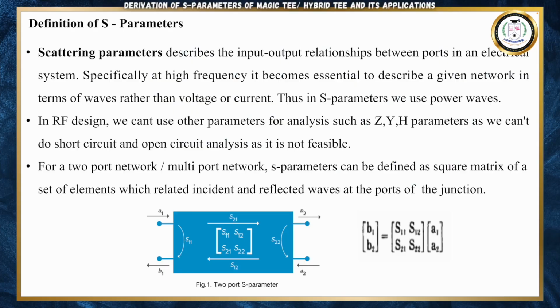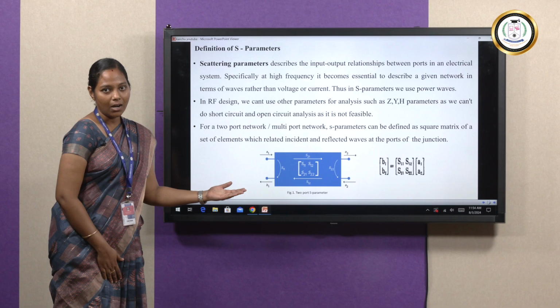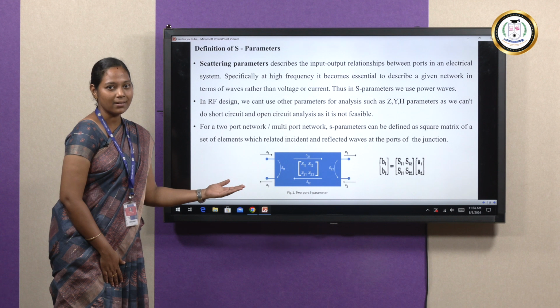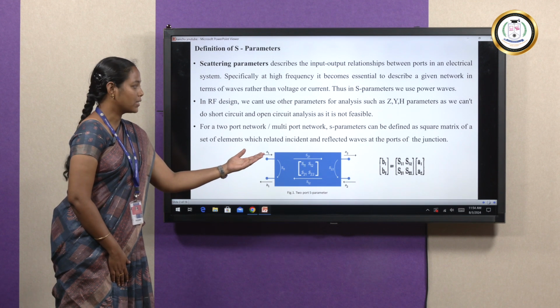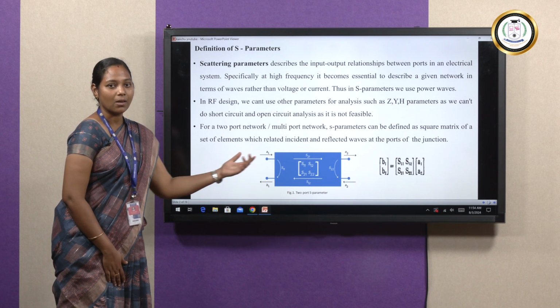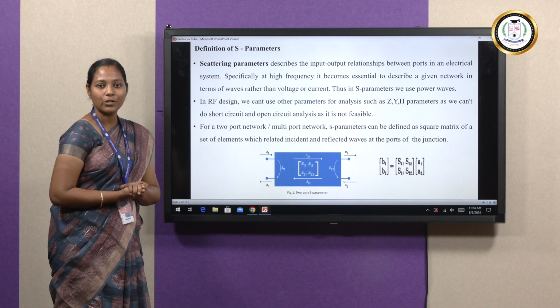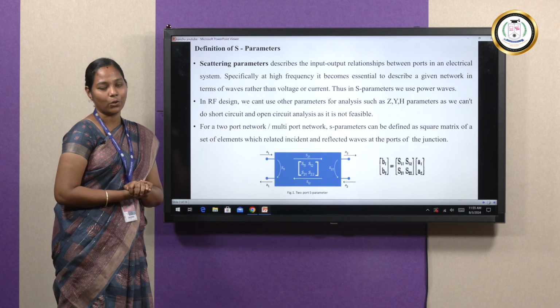Next, for the S matrix we use multi-port networks, as shown in figure 1. The outputs are mentioned as the B matrix, and the inputs are the A matrix. So we are going to find out our reflection coefficients and transmission coefficients.